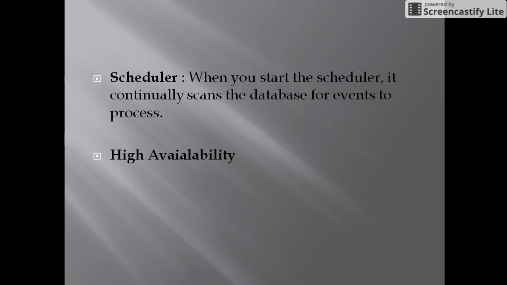Now we'll check about high availability. What is high availability? High availability is nothing but configuring a second scheduler. This second scheduler is known as a shadow scheduler. Shadow scheduler runs on a separate computer and it takes over only if the primary scheduler has failed. If the primary scheduler is down, then only it will switch to the second scheduler, that is the shadow scheduler. This configuration is known as high availability.